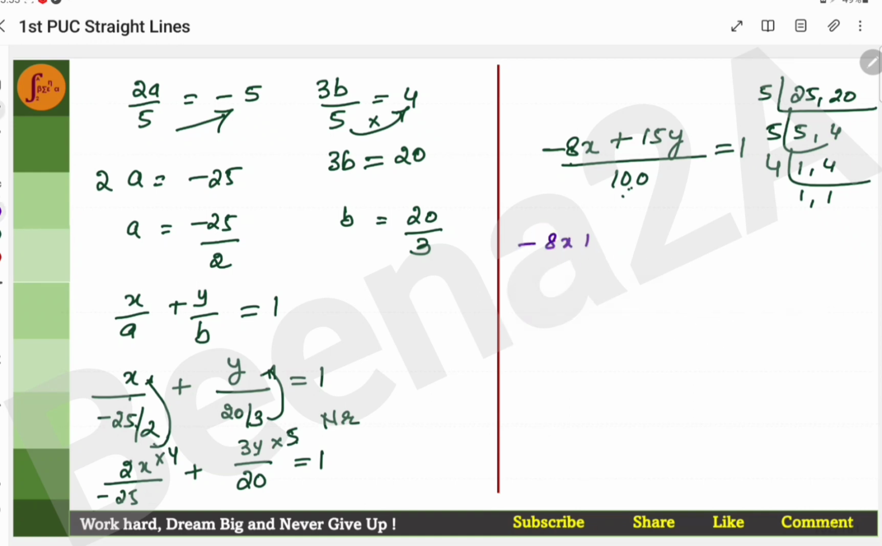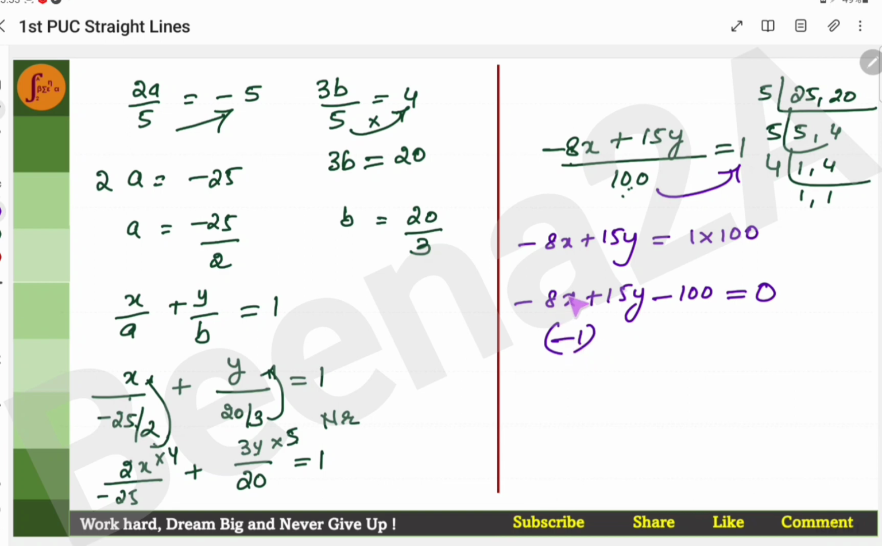So minus 8x plus 15y. I'll bring this 100 to the other side. So it will become 1 into 100, which is 100. Now I'll rearrange the terms. Right? I'll bring 100 here. Now I want to remove the negative sign. So what I'll do, I'll multiply the entire equation with minus 1. When I multiply the entire equation with minus 1, minus into minus will become plus. So 8x. Minus into plus will become minus 15y. Minus into minus will become plus. So plus 100 is equal to 0. And here it will become minus 0. This does not matter, right? So it will be 0. So this is the equation.